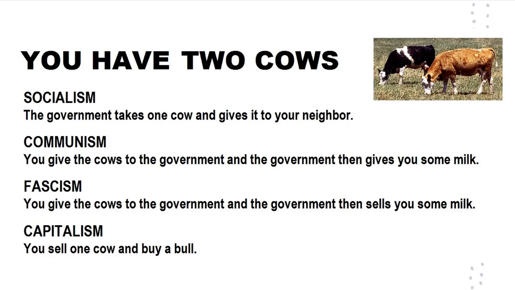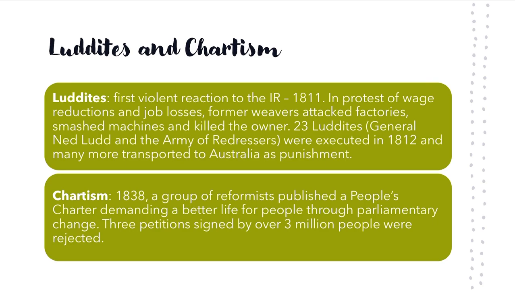And capitalism, you have the right to choose what you do with these cows. They are your private property, so you might sell a cow and buy a bull. So it's quite obviously a simplified example, but it might give you an idea of what these types of political systems are about. Okay, a few more things for us to consider in this lesson.